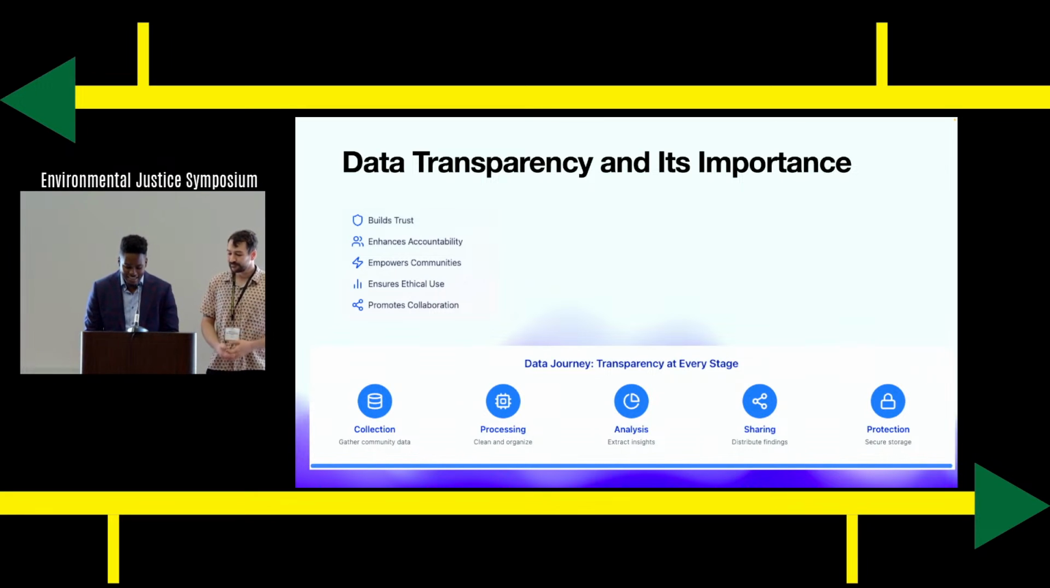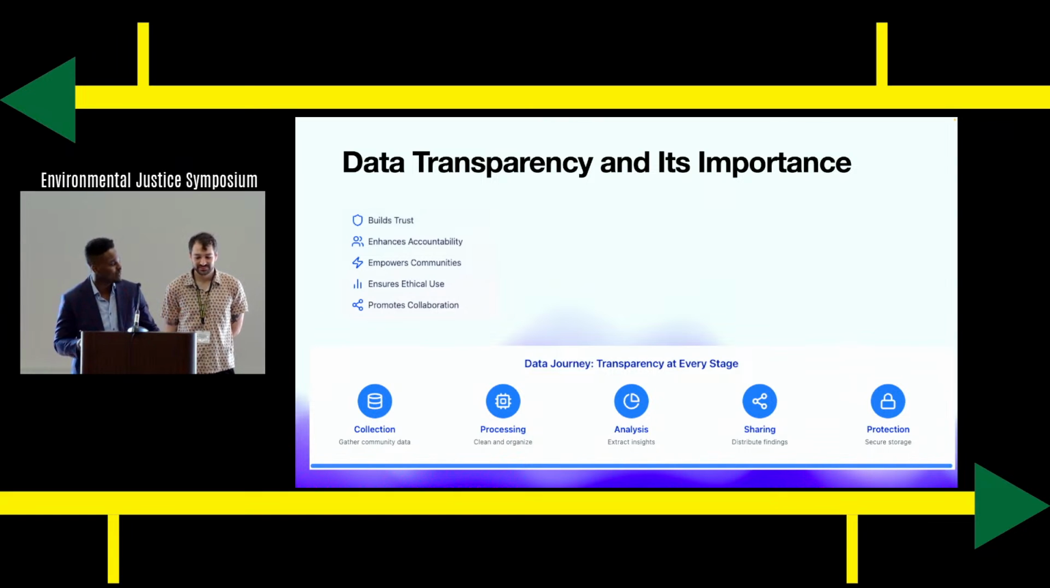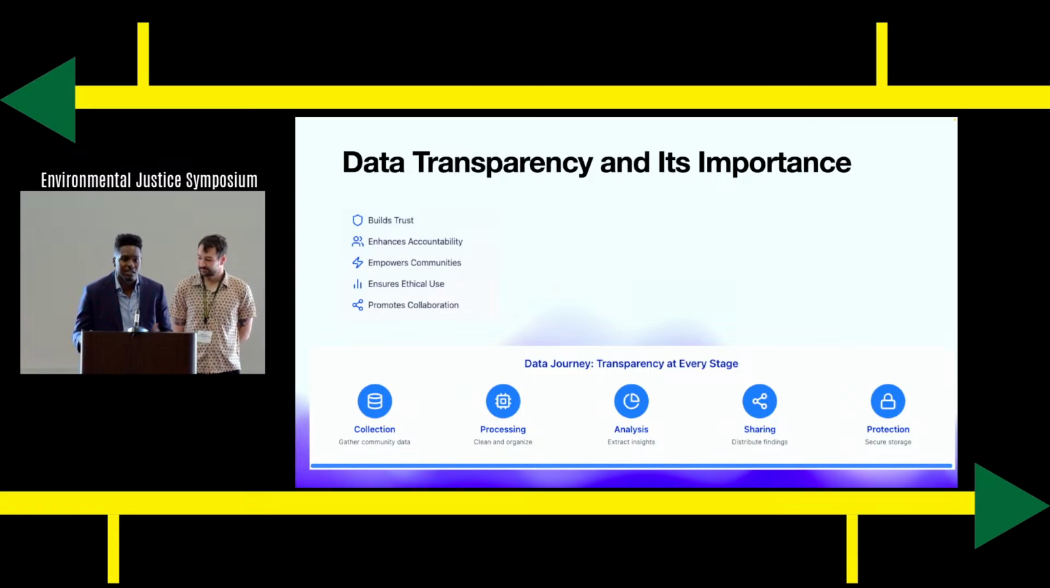Thanks so much, Eli. And so next, we want to just go through and highlight the importance of data transparency. But yeah, one of the reasons why it's so important to be transparent about this data is because at the end of the day, we are trying to help and serve communities, but that doesn't just happen, right?